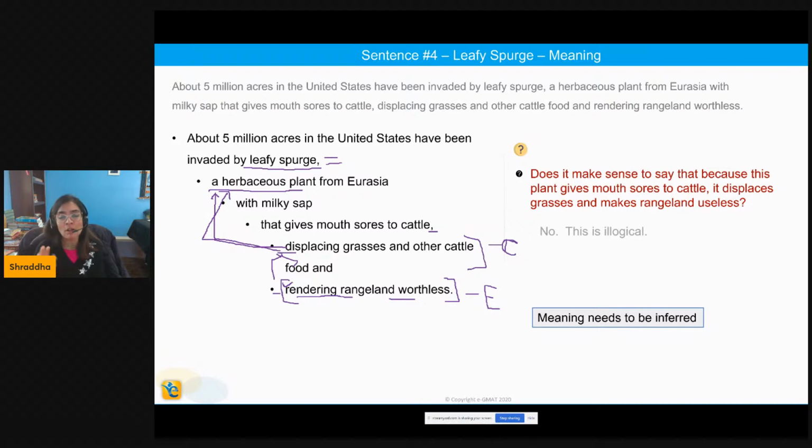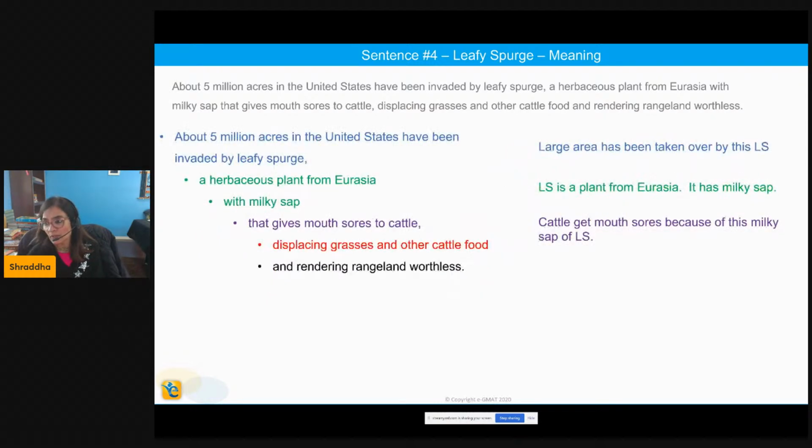No issues at all. But the logic is completely out in this sentence because it is saying that because milky sap gives mouth sores, it displaces grasses. Absolutely illogical. Because milky sap gives mouth sores to cattle, it makes the rangeland worthless. Again, illogical meaning. Okay. So, as I told you, how did we infer the meaning? We had to do all of those.